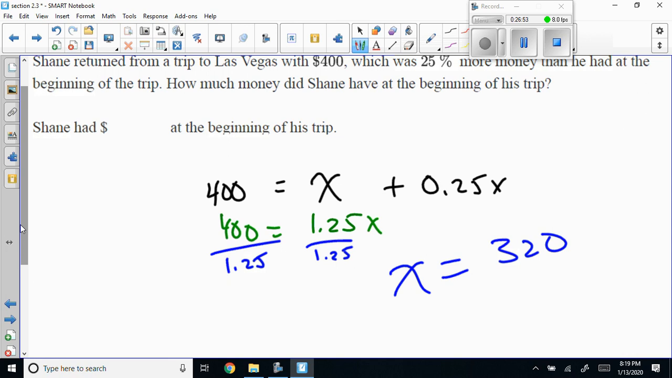If I take $320 and multiply by 1.25, what do I get? 400. Thank you. Okay. How much did we leave with? No, ma'am. We returned. What did you come from? Okay. He came back with $400. That was 25% more than what he left with. What did he leave with? Well, we don't know that.